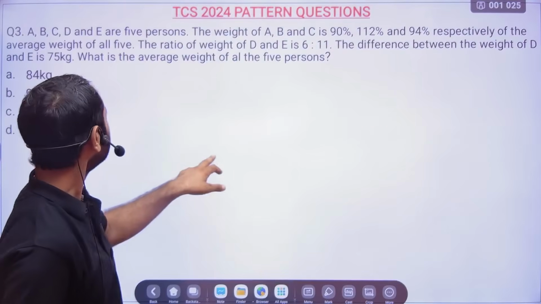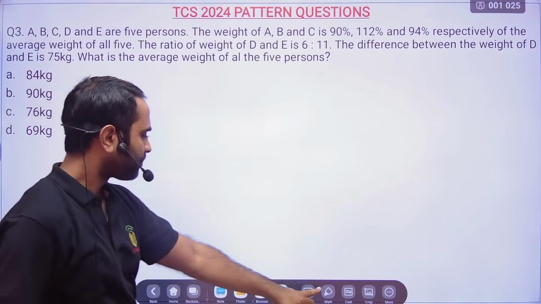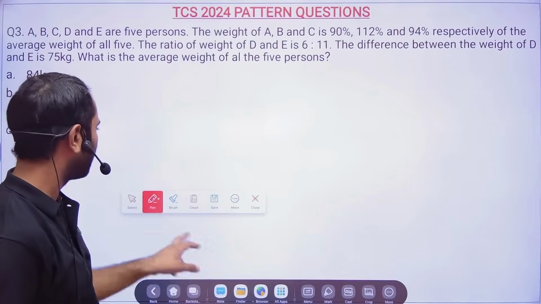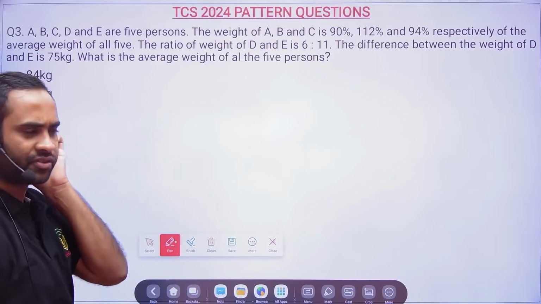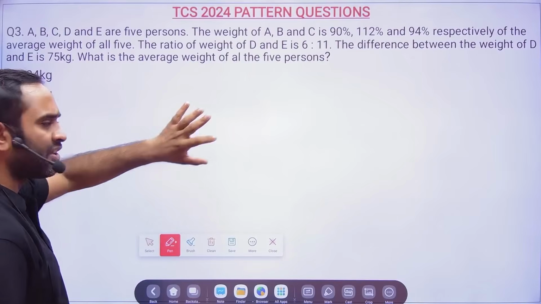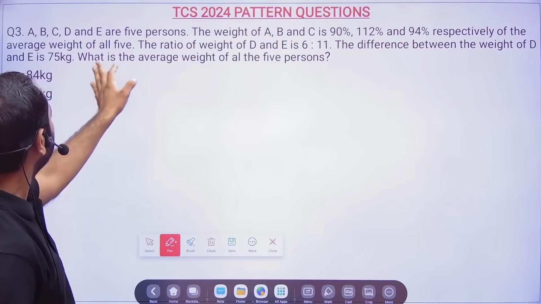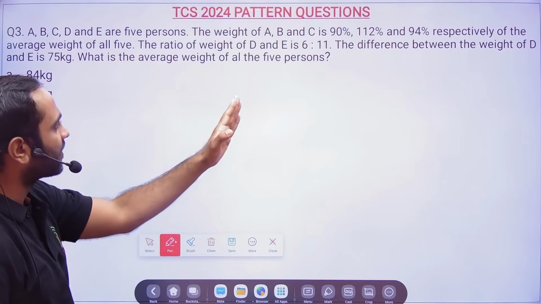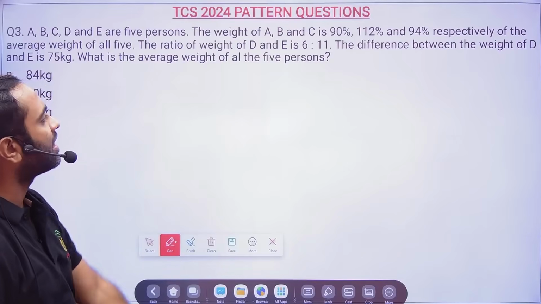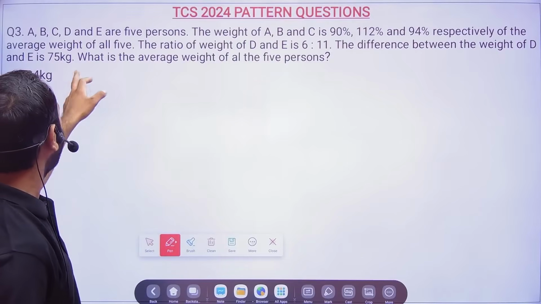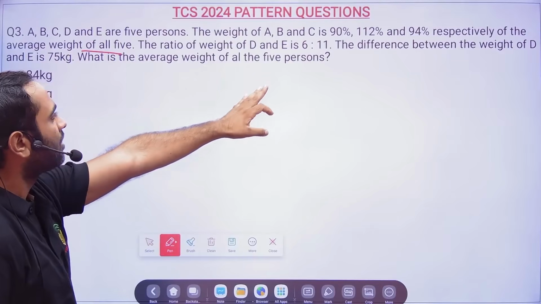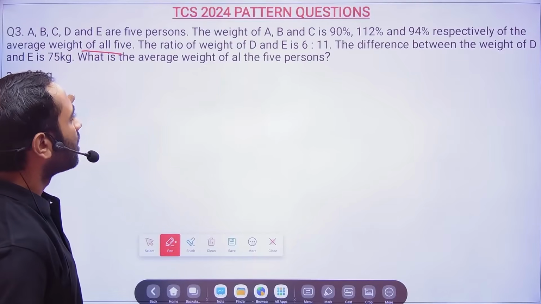Okay. Now, question number 3. Till the 3rd and 4th questions are average level. After that, the real questions start. So A, B, C, D, this kind of questions you will also be getting. A, B, C, D, E are 5 people. The weights of A, B and C are 90%, 112% and 94% respectively of the average weight of all 5. The ratio of weight of D and E is 6:11. The difference between the, okay.